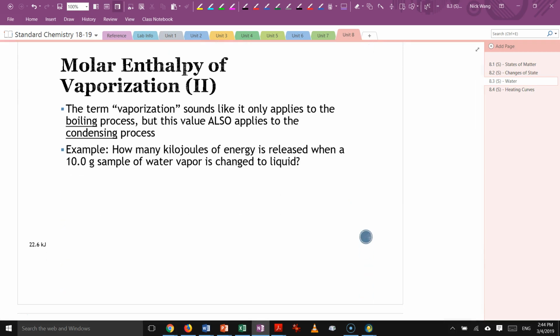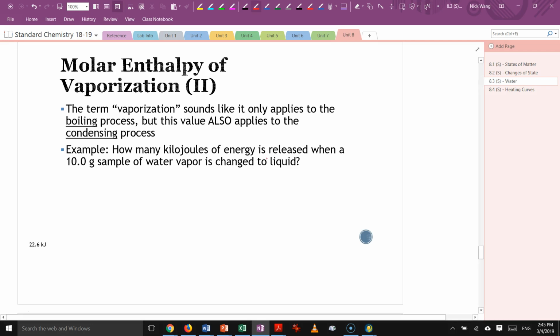Now again, the same idea as before, when we have this term vaporization, that sounds like it's only talking about taking a sample from a liquid to a gas, but as we mentioned before, the opposite process is also just as acceptable. So going from the gaseous phase down to the liquid phase, you also use the same value, just kind of thinking about this going in the opposite direction. So let's see how this problem is going to work out.